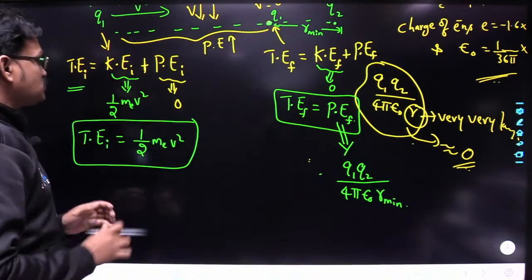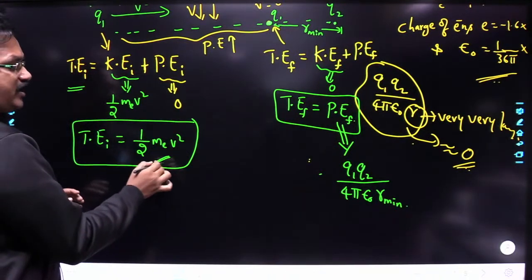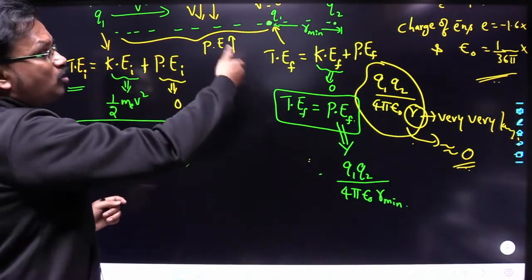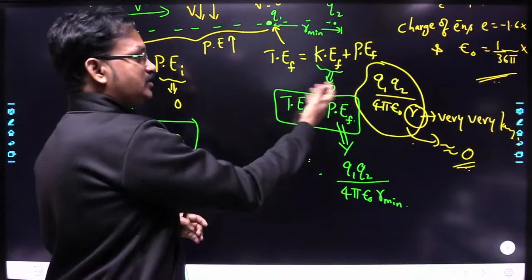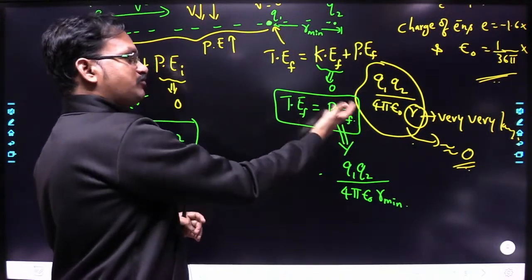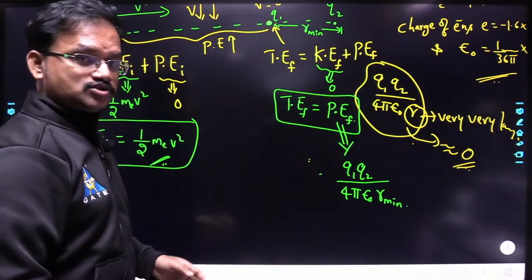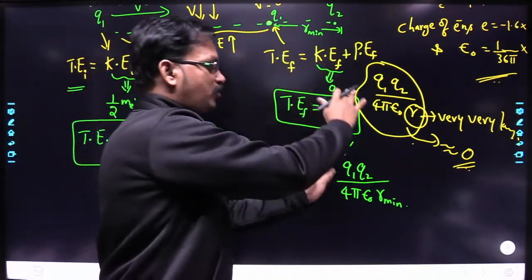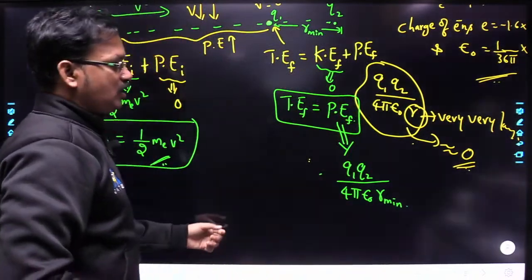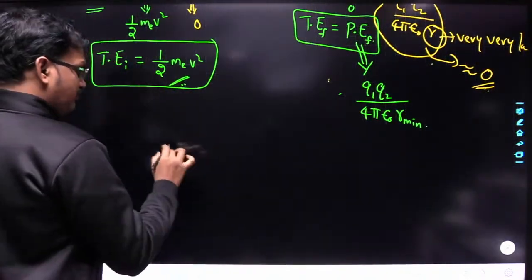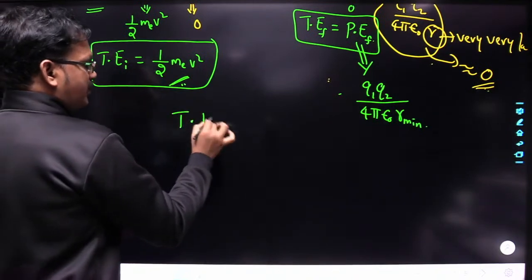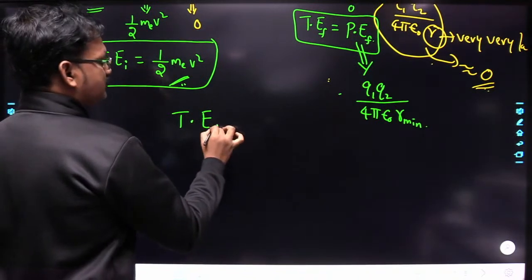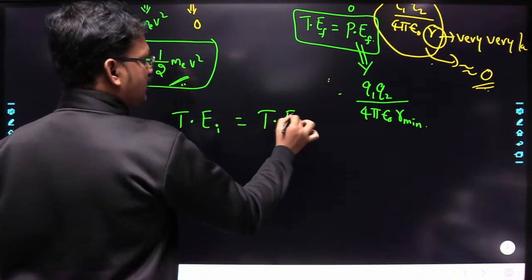Understood? Initially the total energy is in the form of kinetic energy. So what will happen here? That kinetic energy will be gradually transformed into potential energy, and finally the total energy is converted into potential energy. So the initial total kinetic energy is transformed into the total potential energy finally. At any instant of time, this total energy must be constant, that is TEI must be equal to TEF.